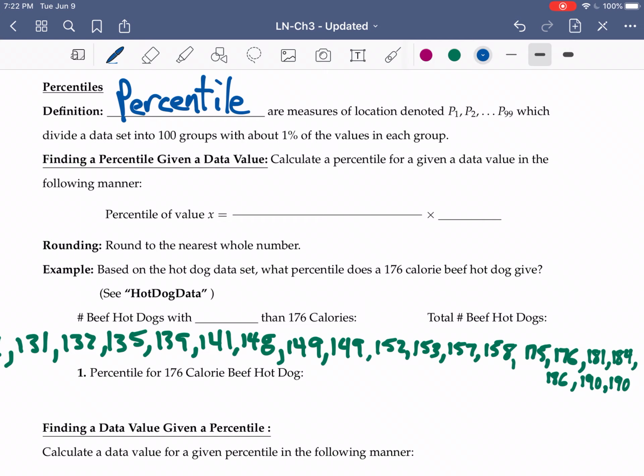And so, if we want to find a percentile given a data value, what we can do is count the number of values less, divide that by the total, and then multiply it by 100 to get it to a percentile. Here we will round to the nearest whole number.